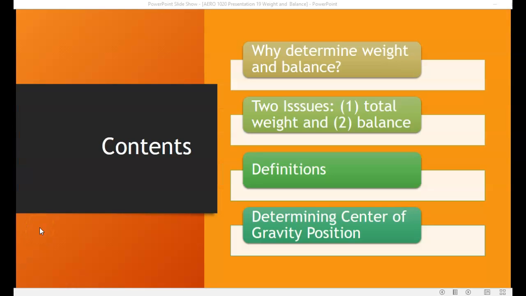In this presentation, we'll discuss weight and balance and why it's important to determine the weight and balance of an aircraft. We'll discuss the 2 issues, total weight and the balance of that weight. And we will go over important definitions, important for you to understand in determining the weight and balance of an aircraft, and how to calculate the center of gravity position.